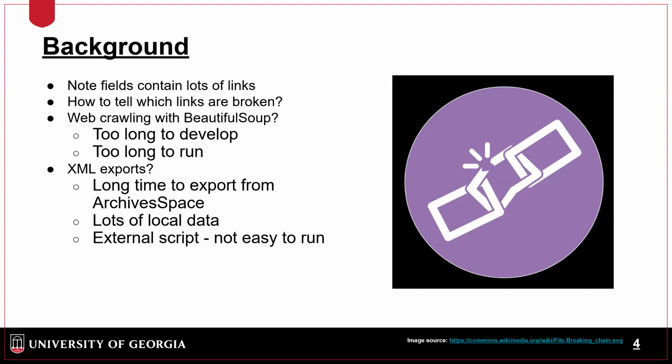We also tried doing a bunch of EAD XML exports from ArchivesSpace and then sorting through all the XML files and trying to find the links that way. And while it technically worked, it took a very long time to export all 5,500 plus Finding Aids from our ArchivesSpace instance. It also was a lot of data to store on our local computer, and it was a standard external Python script, and it wasn't exactly easy for our staff to run by themselves.